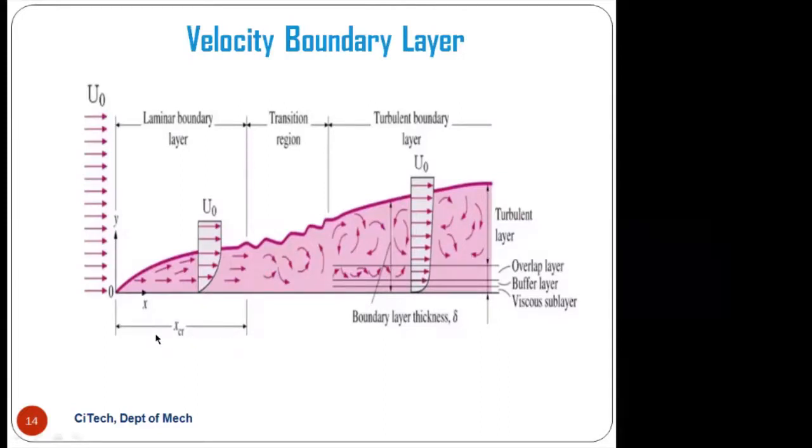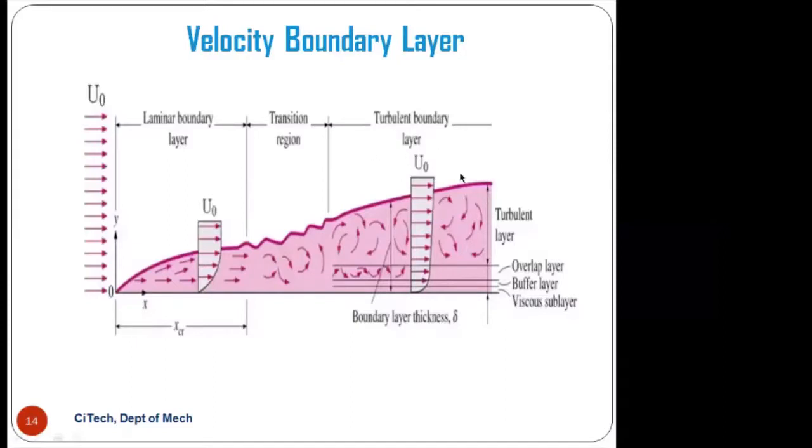Up to this distance, we call it the laminar boundary layer, because laminar flow occurs. After this there is a transition region, where the Reynolds number is more than 2300 and laminar flow converts to turbulent flow. If the Reynolds number reaches 4000, the flow is turbulent, and that is called a turbulent boundary layer.